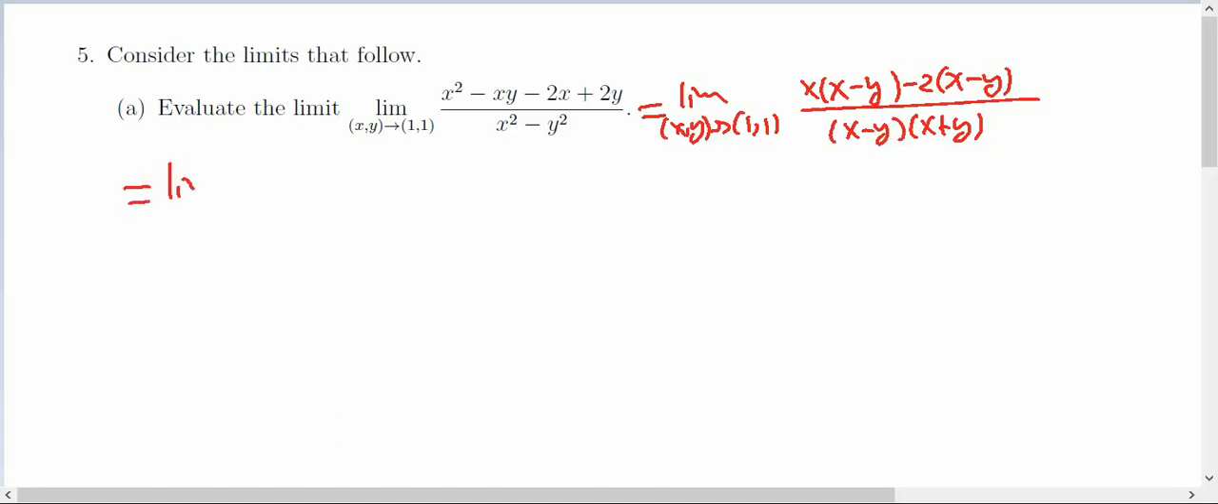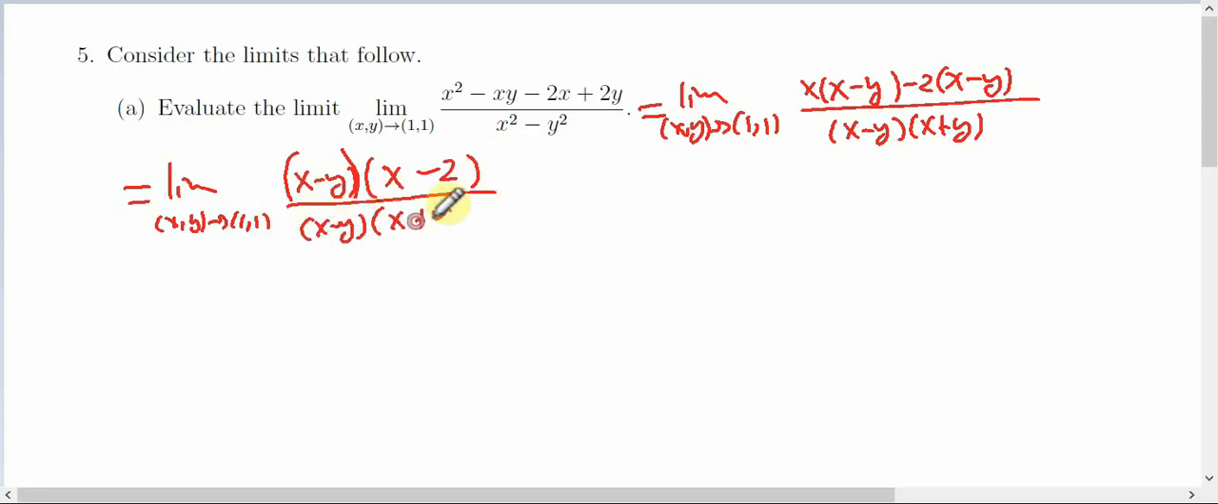So let me just write that step. Limit x, y going to 1, 1. And in the top, I factor that x minus y out. It's going to leave me with x here, and then a minus 2 in that second term. And like I said, I have this x minus y, x plus y in the denominator, and I managed to cancel what was causing the 0 in the denominator. So when I put the 1 and 1 in for x and y now, I get 1 minus 2 is minus 1, and I get 1 plus 1, which is 2. So that limit is equal to minus 1/2.